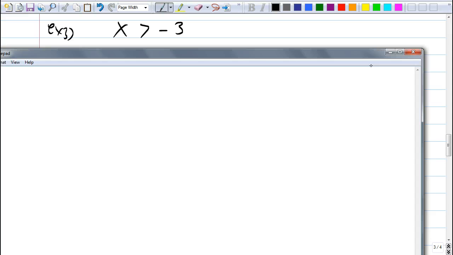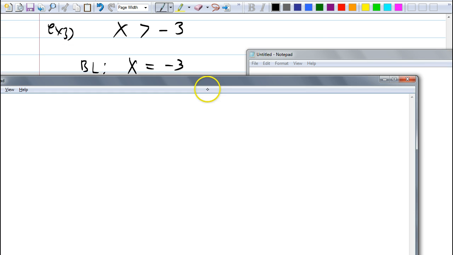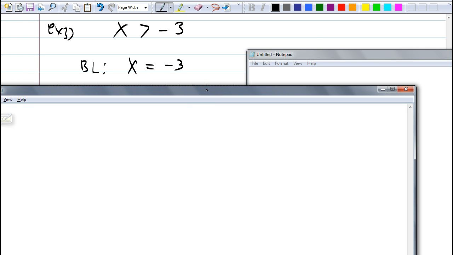Do you guys remember what the boundary line is, by the way? What's the equation of this boundary line? X equals -3. Very good. Is it going to be a solid line or a dotted line? Everybody try.